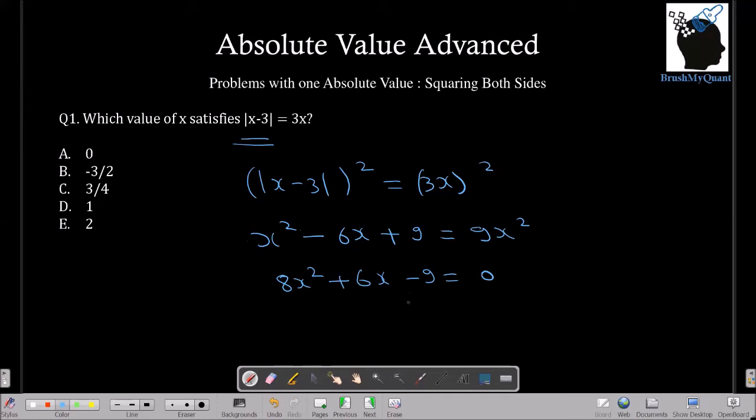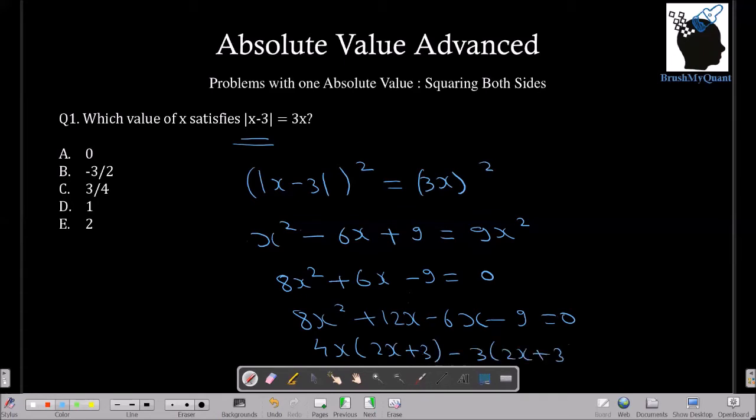And 8 into 9 is 72. So we can split 6x as 12x minus 6x to have 8x square plus 12x minus 6x minus 9 is equal to 0. We can take 4x common to have 2x plus 3, minus 3 common to have 2x plus 3 is equal to 0, which is nothing but 4x minus 3 times 2x plus 3 is equal to 0, or x is equal to 3 by 4 or minus 3 by 2.